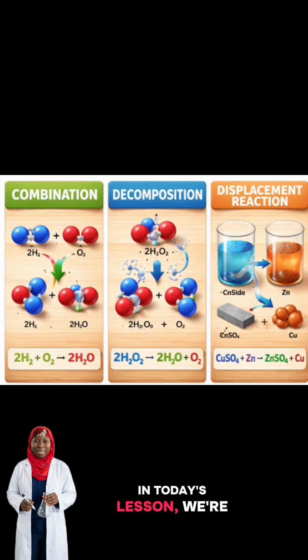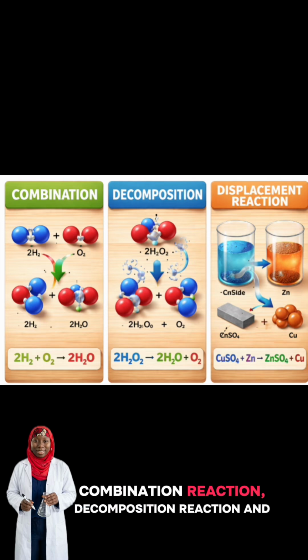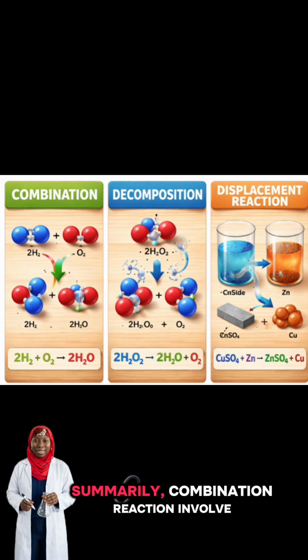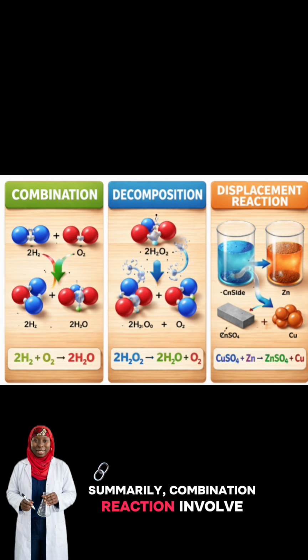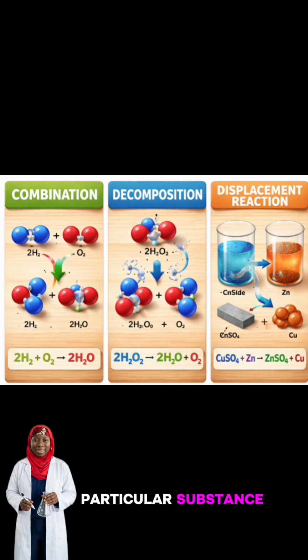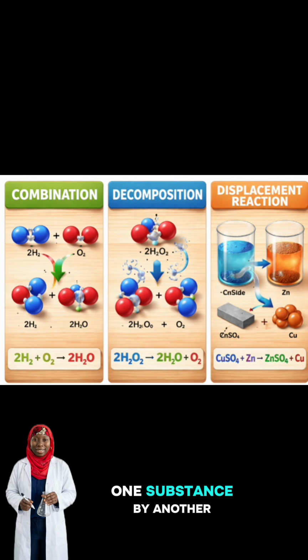In today's lesson, we're able to cover 3 types of chemical reaction: combination reaction, decomposition reaction, and displacement reaction. Summarily, combination reaction involves the combination of one or two substances to give one product, while decomposition reaction involves the splitting or the breaking down of a particular substance to produce more than one product. Displacement reaction is the replacement of one substance by another in a chemical reaction.